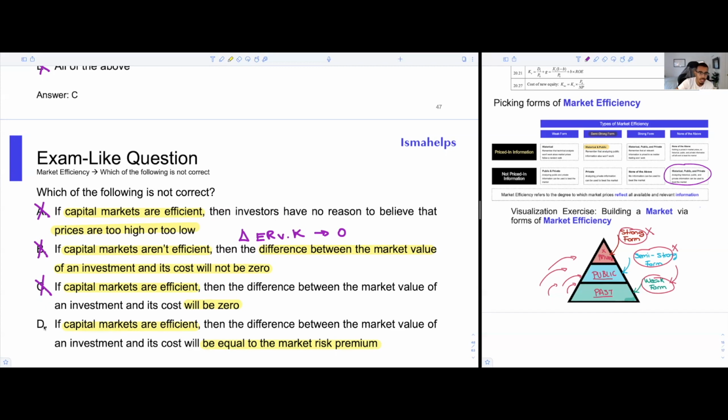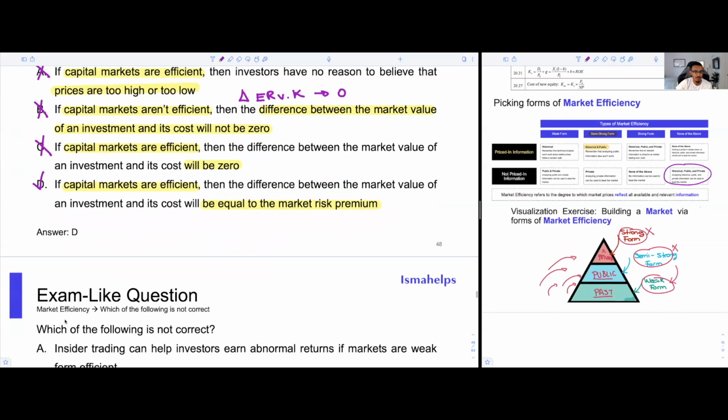And for that reason, D is what we're looking for. D is exactly what we want. D is the correct answer.